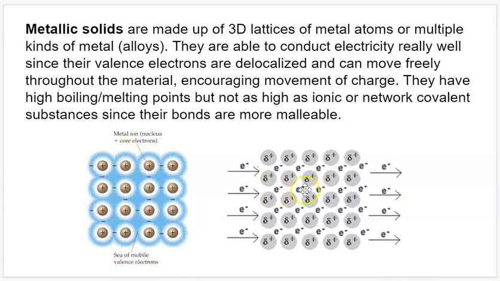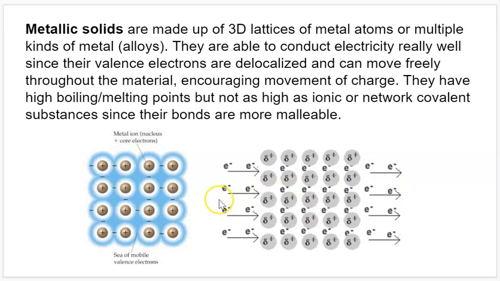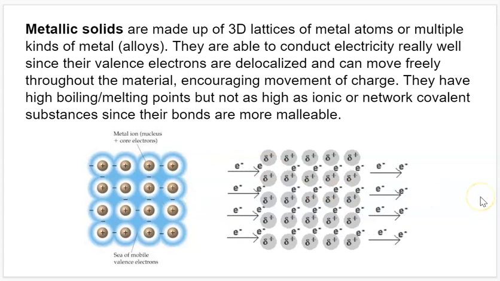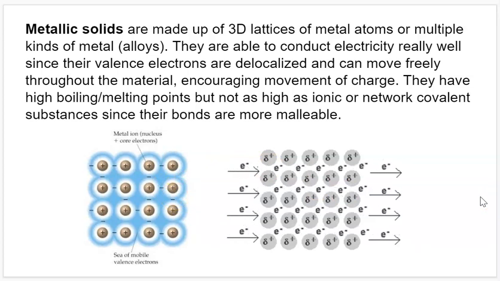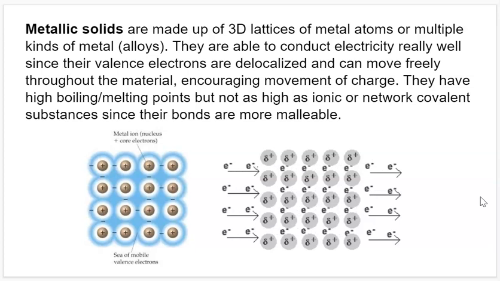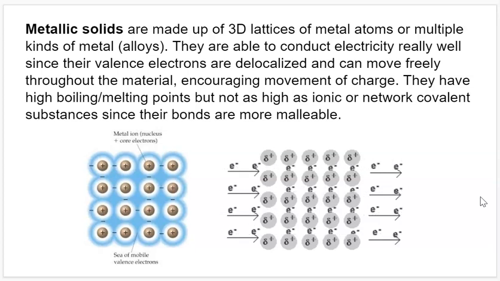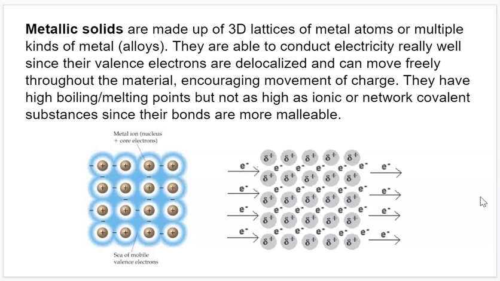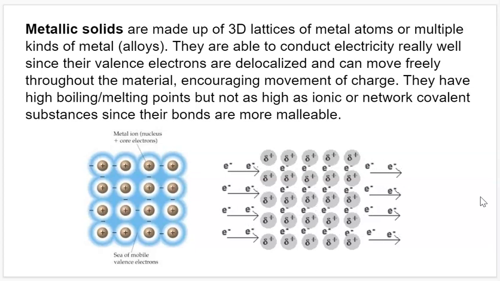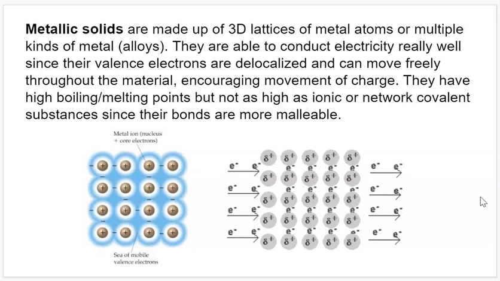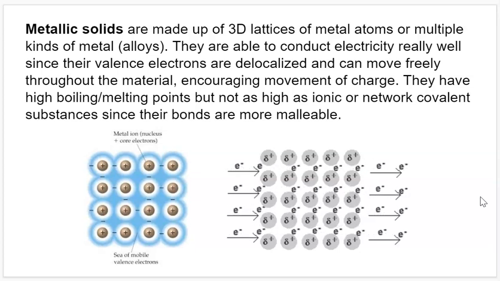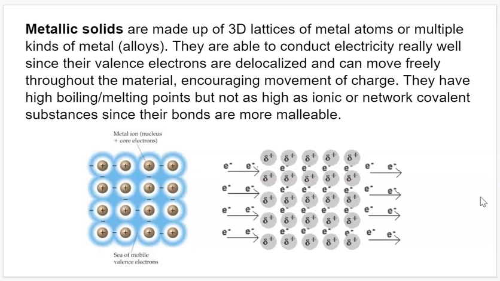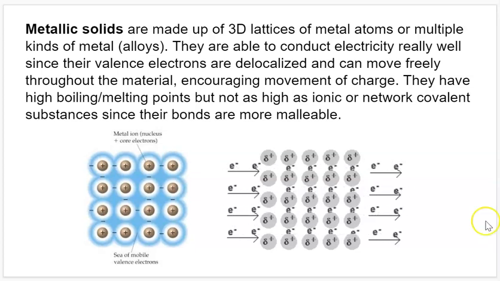It's perfect for allowing charge to flow through it, because the electrons that you would hook up to the metal can just jump into the sea and move through the material, much like the electrons that are already there. Generally, metals have much higher boiling and melting points than, say, molecular solids or large biomolecules or polymers, but they're nowhere near as high as the melting and boiling points of ionic solids or network covalent substances, because they don't have as strong interactions holding the atoms together.